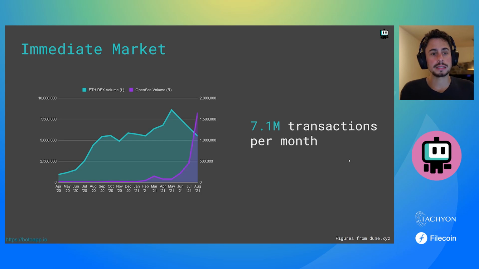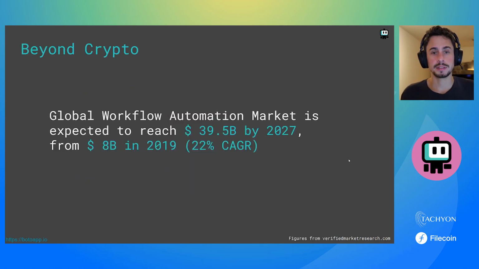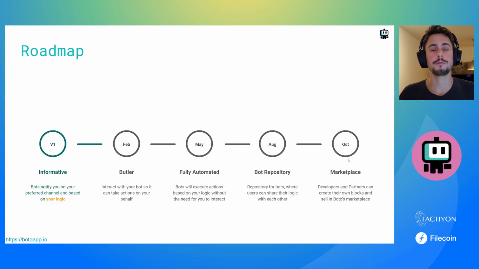Our immediate market, when we look at 2 of our early use cases, Ethereum transactions and NFTs, is over 7 million transactions per month that are just waiting to be automated. And beyond the crypto market, in the Web2 space, there's the workflow automation market, which is estimated to be 40 billion by 2027.